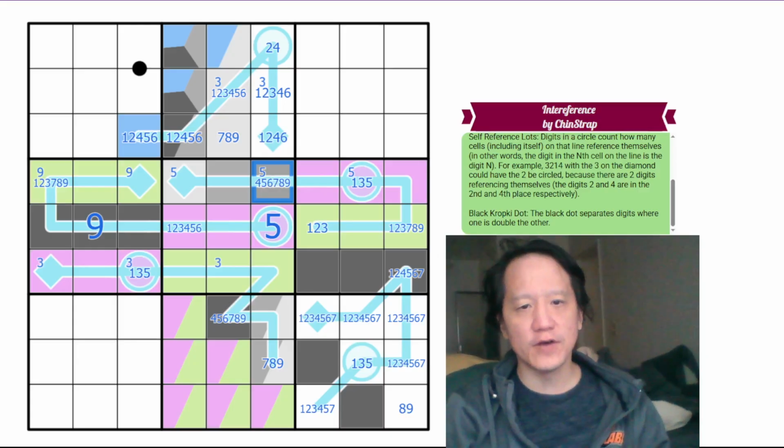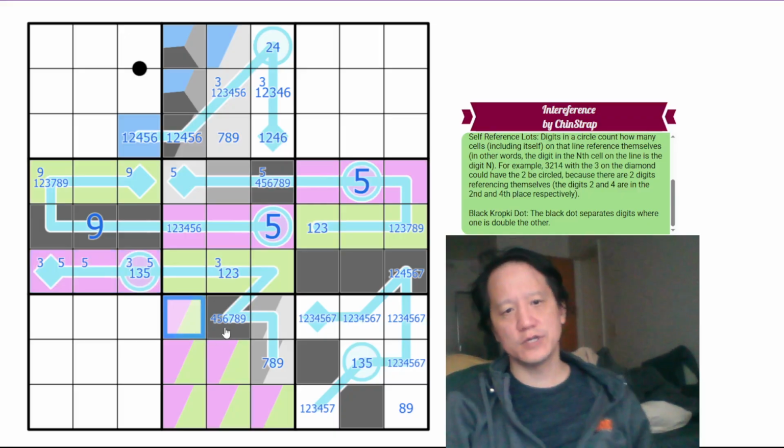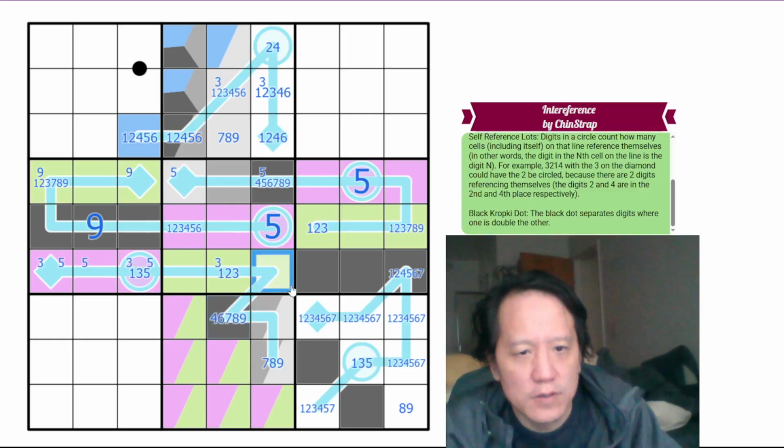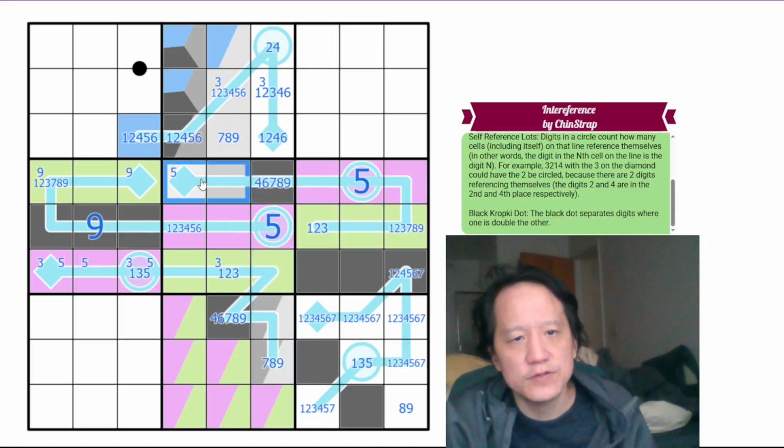This cannot be 5. Oh, that's interesting. So 5 cannot be either of these, so this must be 5 also in self-referencing. 5 is in the pinks. So this is 1, 2, or 3. Okay. We know 5 is one of these 3. So, yeah, the digits 1, 2, or 3. 5 cannot be here. Obviously, neither of these are 5.